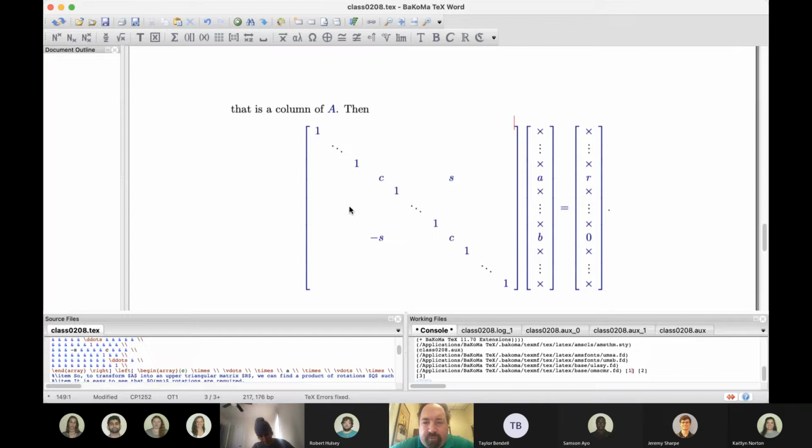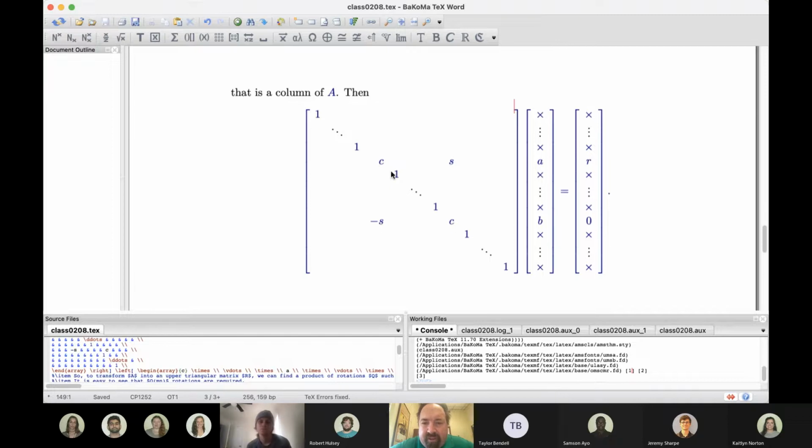is the following. I form a matrix. Now blank space is interpreted as 0. Notice I have mostly ones down the diagonal, so it's identity for most of the matrix, except in the same rows where we have a and b, those rows and columns, I put my cosine and sine, so c, s, minus s, c. So this is my Q transpose from before that I'm putting here.